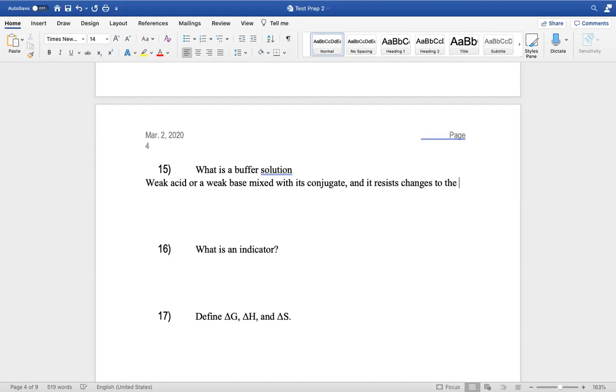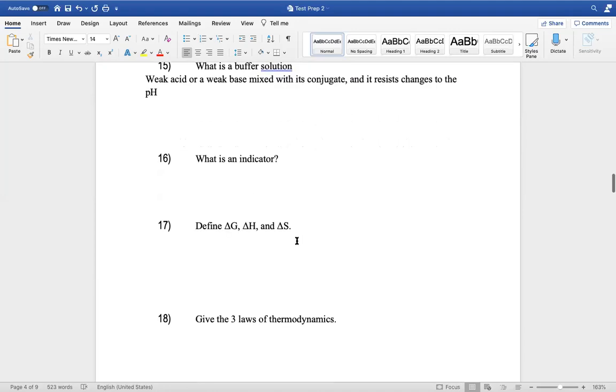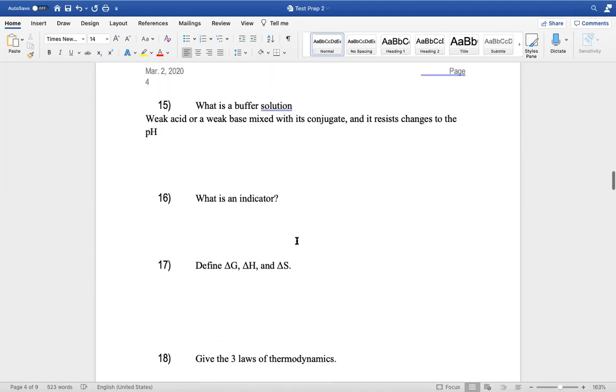changes to the pH. Because remember, whenever you have a titration, you're always titrating a buffer solution, and that's why it takes a while for it to change, and then it changes all at once. And that kind of goes into what an indicator is. What is an indicator? It's an additional substance that indicates a change in pH. Yeah, that's pretty much exactly it.